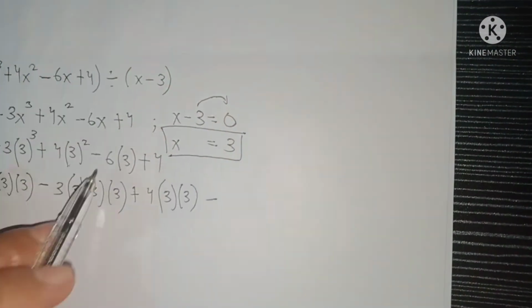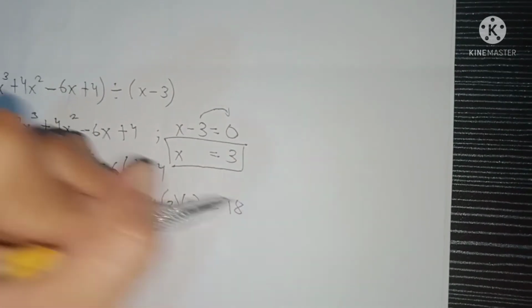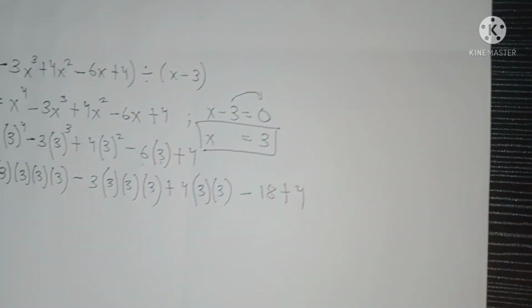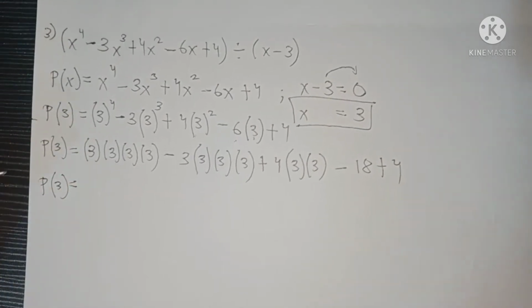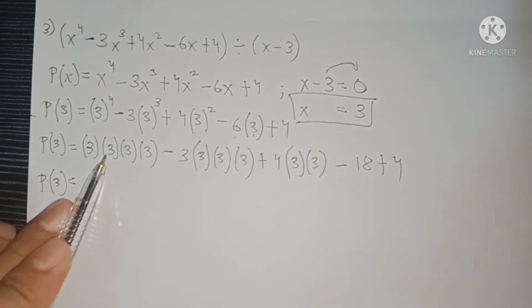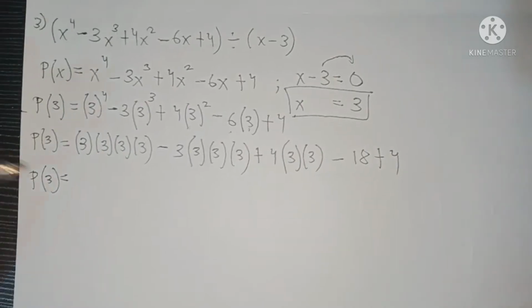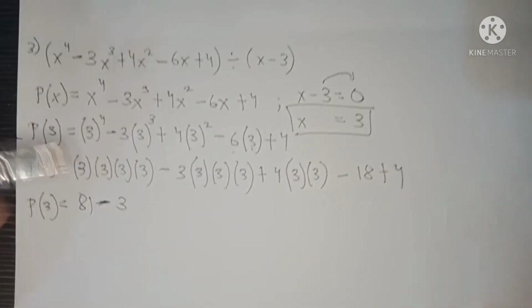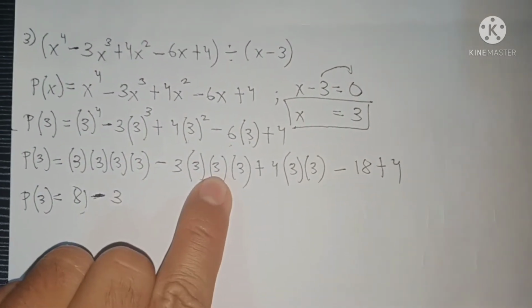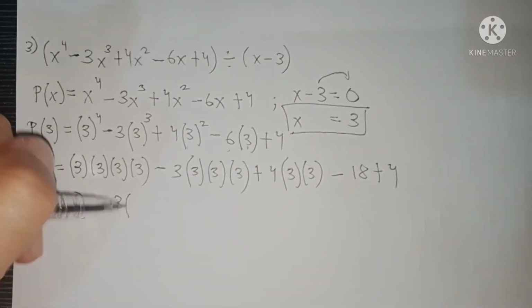And then minus 6 times 3 is equal to 18. And then plus 4. So you have p of 3 is equal to 3 times 3 is 9. Times 3 is 27. Times 3 is 81. And then minus 3. So you have 3 times 3 is 9. Times 3 is 27.